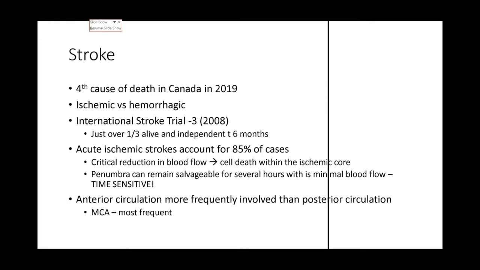Out of all the strokes that come to the hospital, acute ischemic stroke accounts for about 85% of cases. For these cases, there's a critical reduction in blood flow due to the clot, and there's cell death within the ischemic core. The penumbra can remain salvageable for hours with the minimum blood flow that it gets, but it is super time sensitive. The anterior circulation is more frequently involved than the posterior circulation, with the MCA being the most frequently affected vessel.